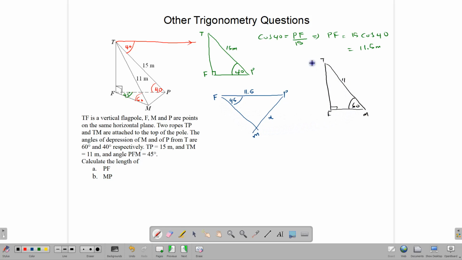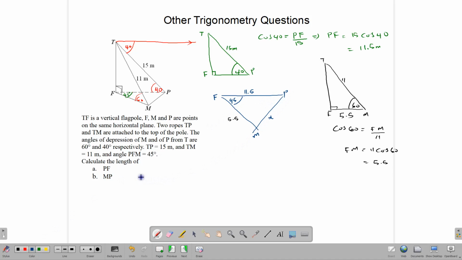Because FM, we can use the same principle up here by applying the cosine ratio, where the cosine of 60 will be equal to FM over 11, which tells us that FM is equal to 11 times the cosine of 60, and that should give us 5.5. So this is 5.5, and now that we know it, we can go ahead and use the cosine rule to calculate the length of our PM.